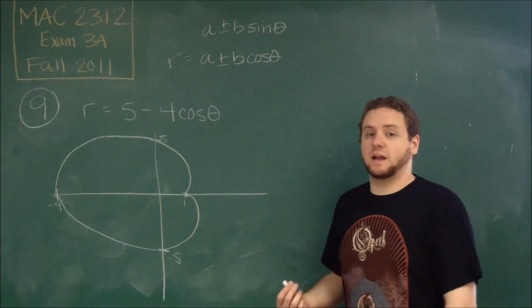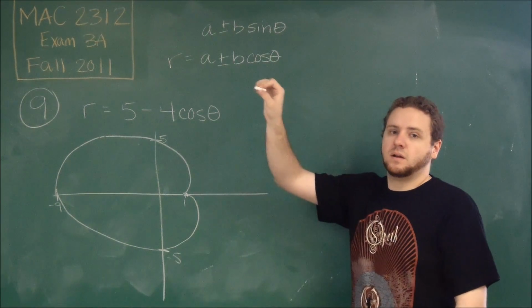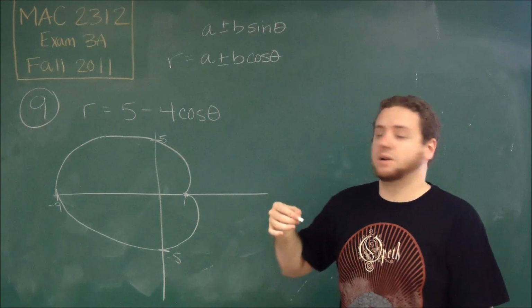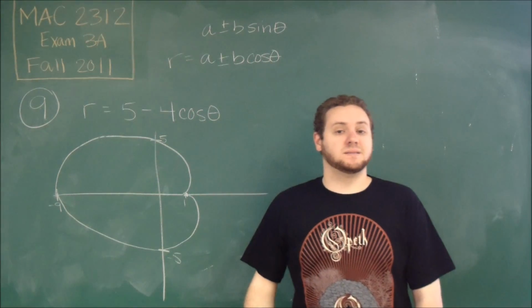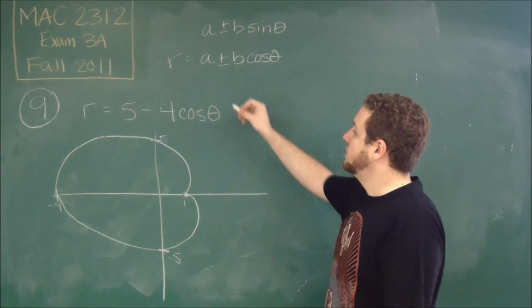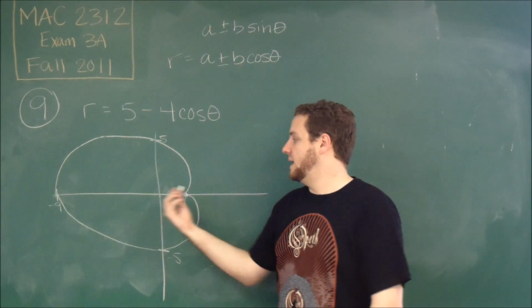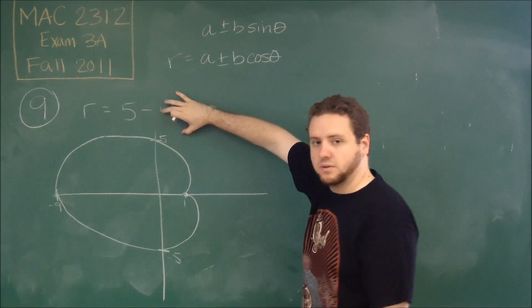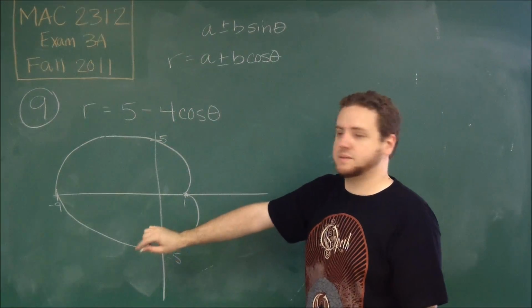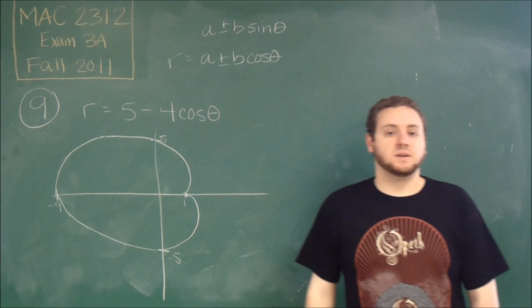And like I said, I got all that information just by thinking about the standard formula. So cosine, horizontally oriented cardioid. B is smaller than A, tells us there's no loop and it doesn't touch the origin at all. Since it's negative, we have it oriented to the left, and getting all the key points, if the cosine part is 0, that gives you the vertical ones. The difference gives you the short side, the sum gives you the long side.